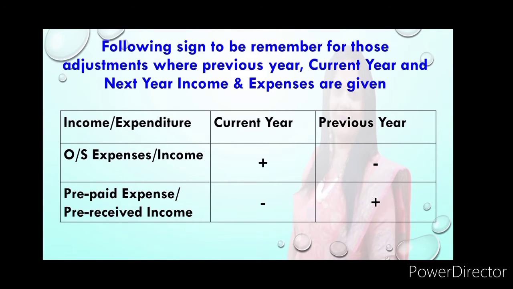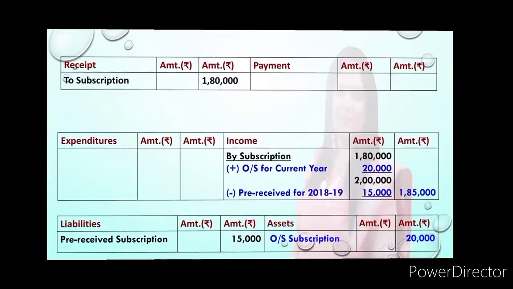Now let's start with the adjustments. Subscription. As you know, subscription is the major income for the not-for-profit concern. This is the regular flow of income, and all not-for-profit concerns get subscription every year. This is their regular income.